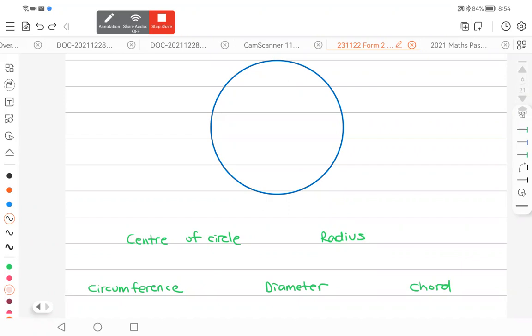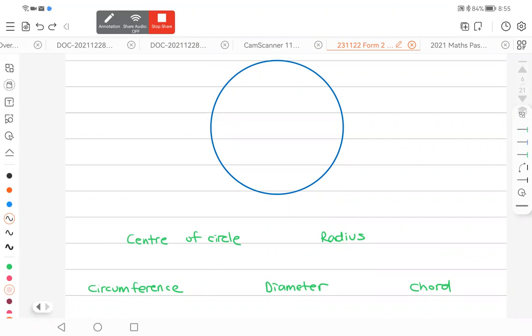The formula to find circumference is 2 pi r. I repeated it 3 times already. 2 pi r is the circumference. To find the area of the circle, pi r squared. Area of a circle, pi r squared. Okay, so next, what is the name of the straight line which joins 2 points on the circumference?